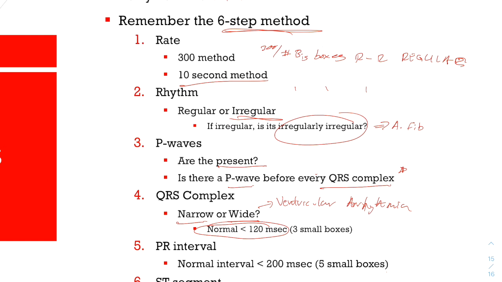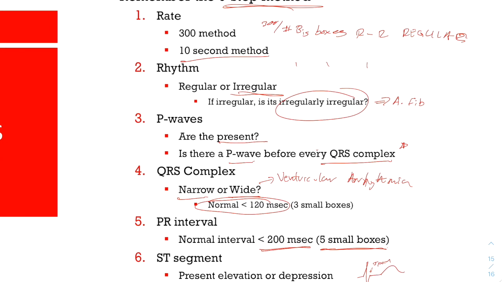Go back and have a look at the PR interval. The normal interval is less than 200 milliseconds, so less than 5 small boxes. Anything that's larger than that is going to be caused by some sort of AV conduction issue. And then the ST segment, you're really looking for that return to the isoelectric point after your narrow QRS complex. You want to see this return to the isoelectric point at the J point before the T wave.